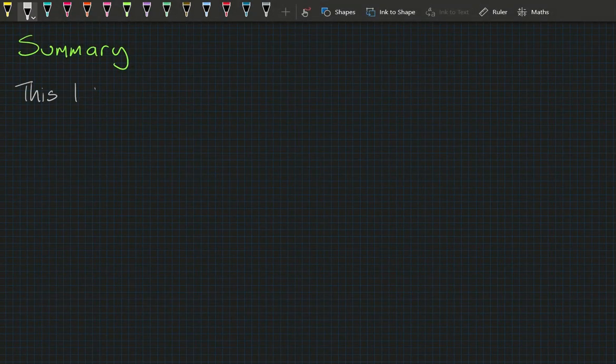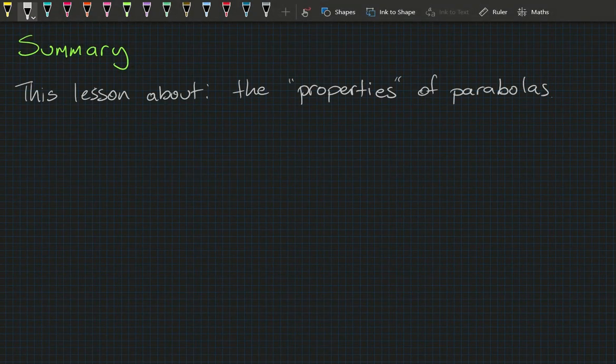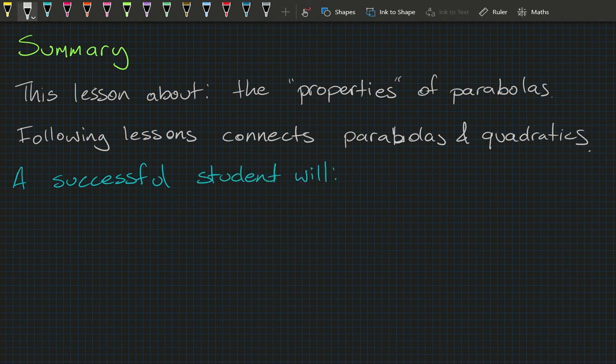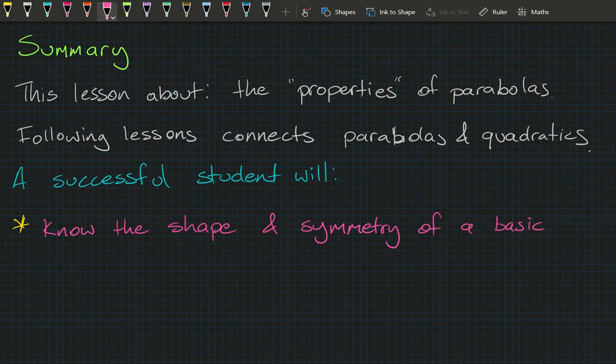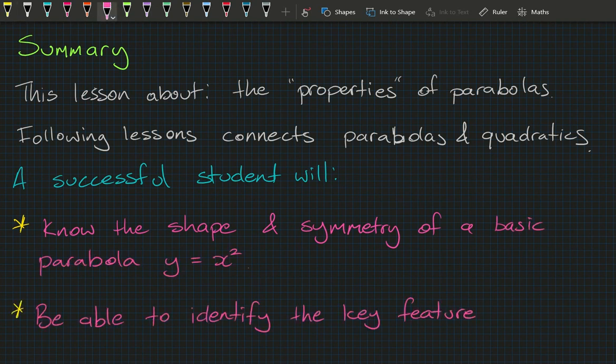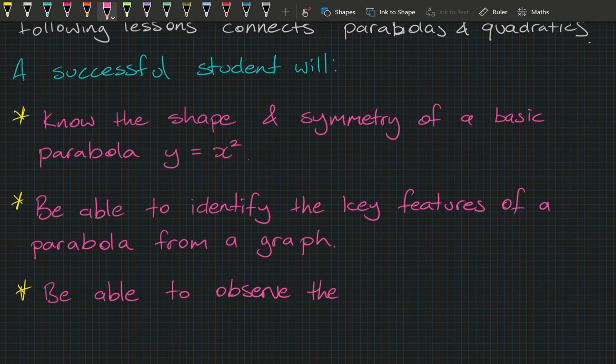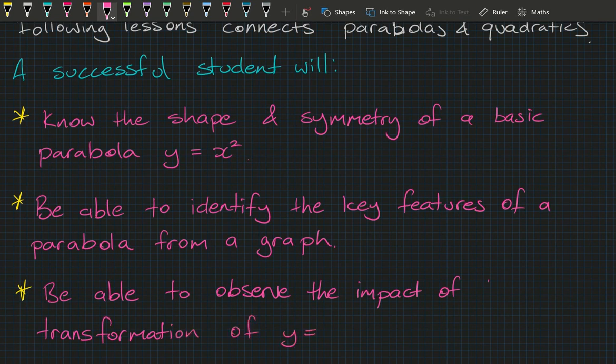So this lesson was all about the properties of parabolas. In the following lessons, we're going to be drawing connections between these parabolas and quadratics. So there is a point for us to do the parabolas and quadratics in the same unit. All right, so for this lesson, a successful student will know the shape and symmetry of a basic parabola, y equals x squared, be able to identify the key features of a parabola from a graph, and be able to observe the impact of transformations of y equals x squared.